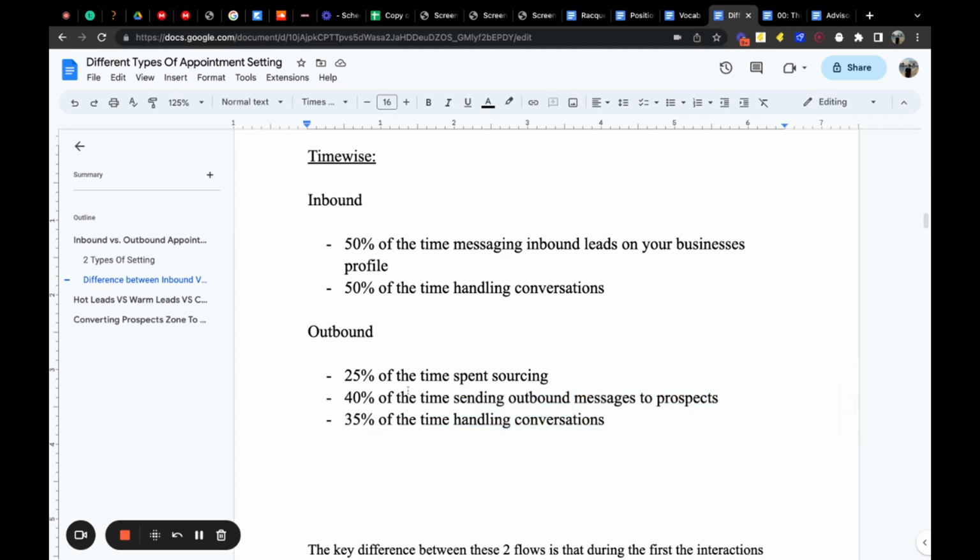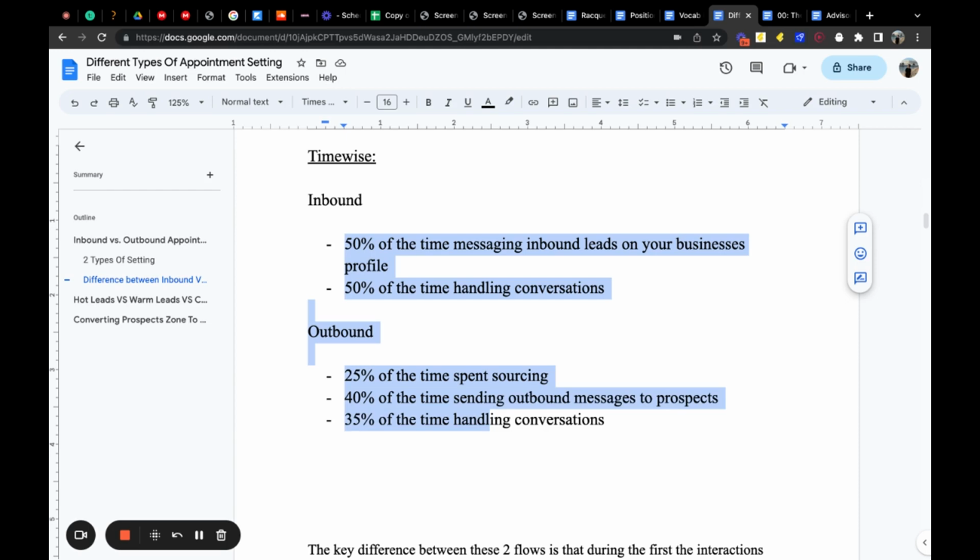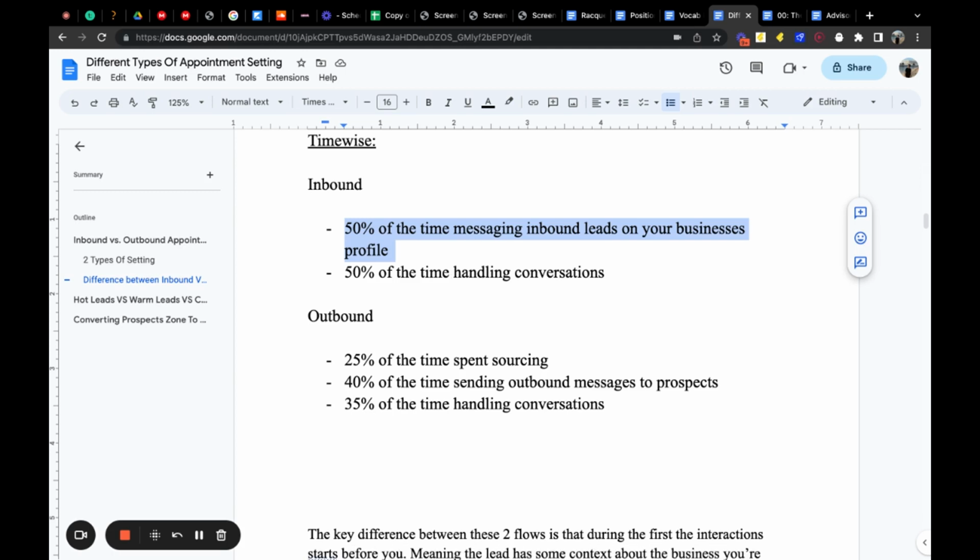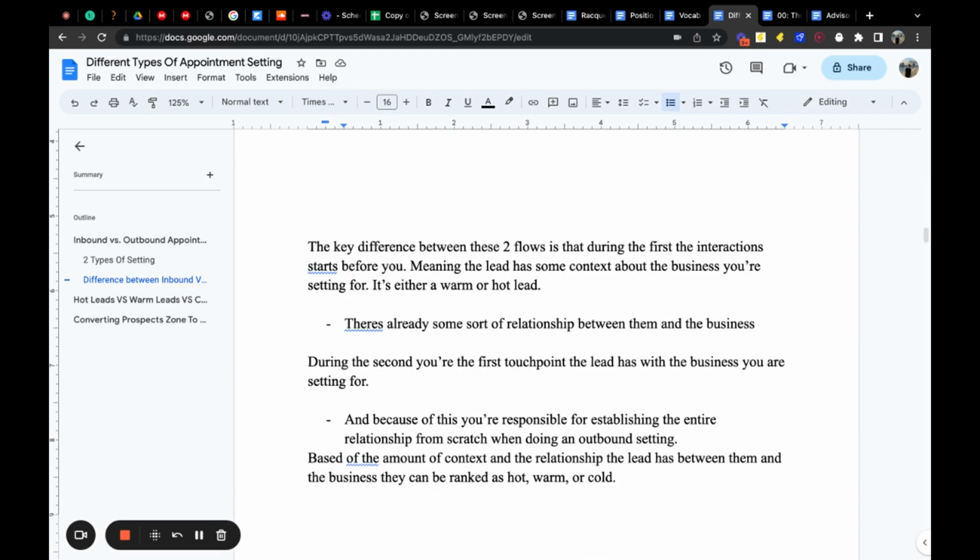And then 35% of the time, you will be actually handling conversations. With both of these splits, these can be broken into days between 6 to 8 hours. So for example, if you're doing 6-hour days as an appointment setter, 3 hours will be messaging inbound leads on your business profile, and then 3 hours would be handling conversations. Or if you break it into an 8-hour day, that would be 4 hours and 4 hours.